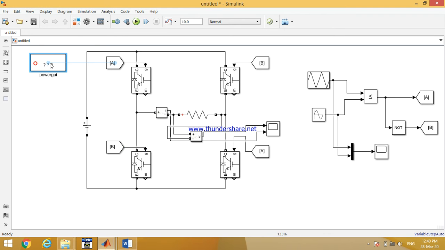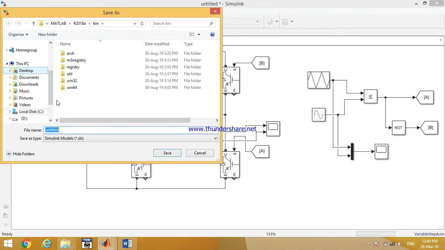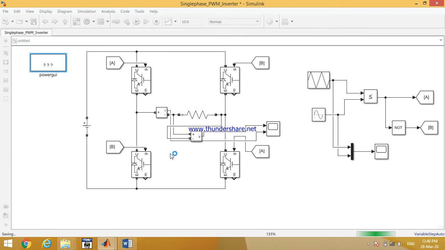Okay, now first of all we'll save this file before running. So we'll save it as Single Phase SPWM inverter. Right, now I am saving it on the desktop.